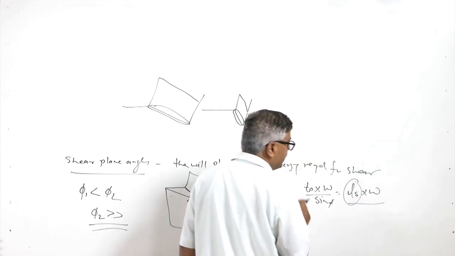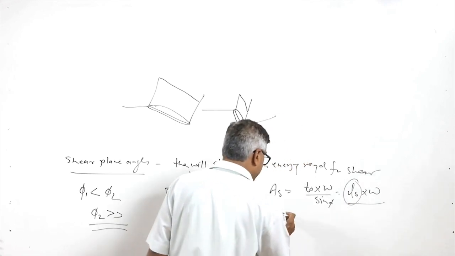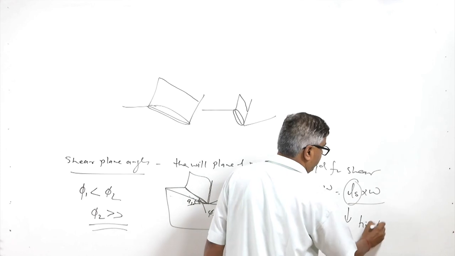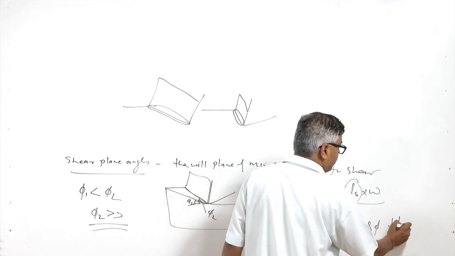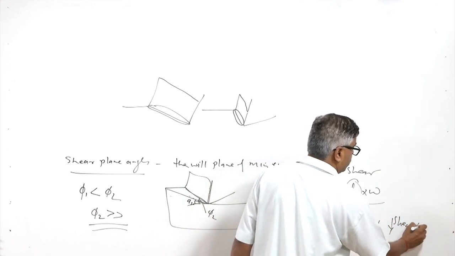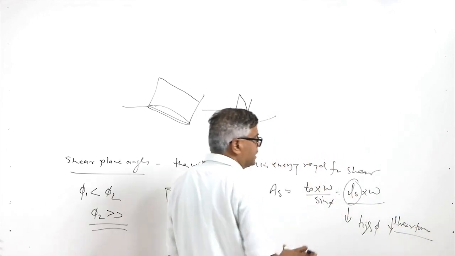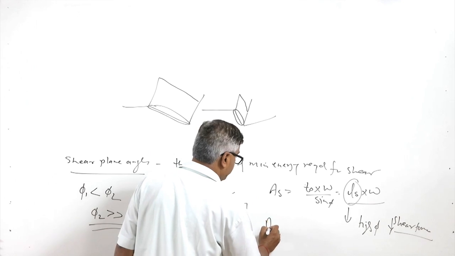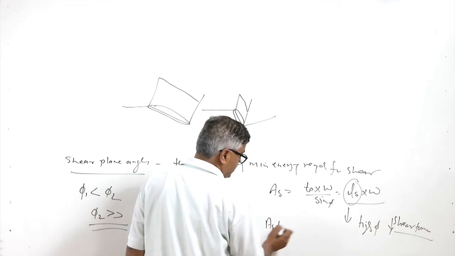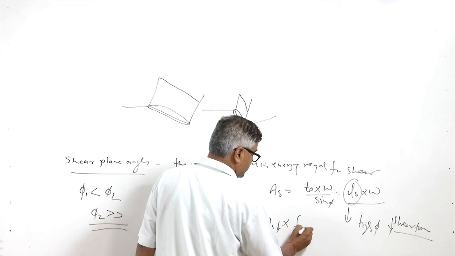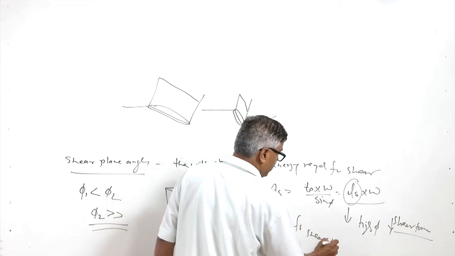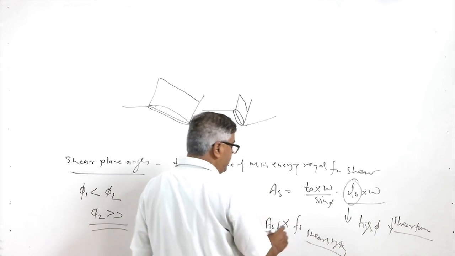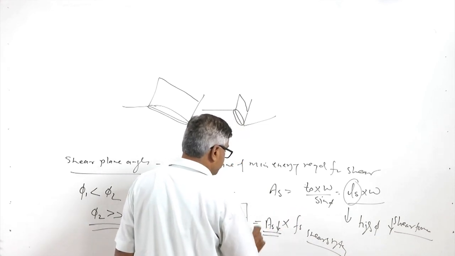LS is the shear plane length, and if the shear plane length is getting reduced by using a high value of phi, then it will reduce the shear force required because of the reduction in shear area under identical conditions. So, if the AS is reduced, since the AS is multiplied by the FS, that is the shear strength of the material, which is fixed, the reduction in the AS will lead to a reduction in the shear force required.